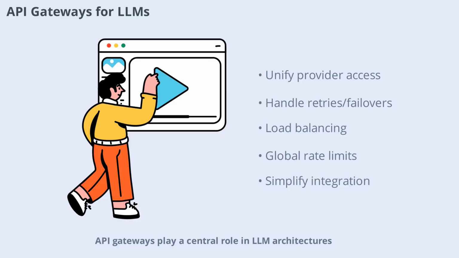API gateways play a central role in LLM architectures. They unify access to multiple provider models, handle retries and failovers, balance load across API keys, and enforce global rate limits. By centralizing these controls, gateways simplify integration and enhance reliability for enterprise AI applications.